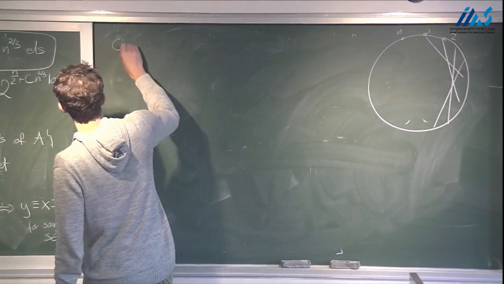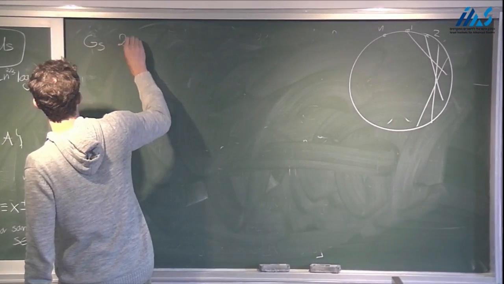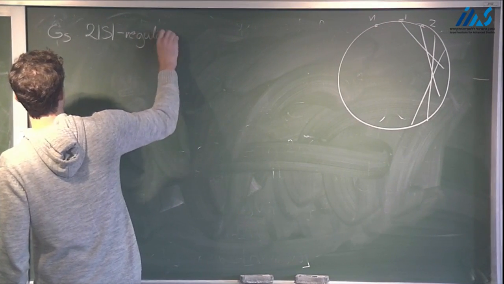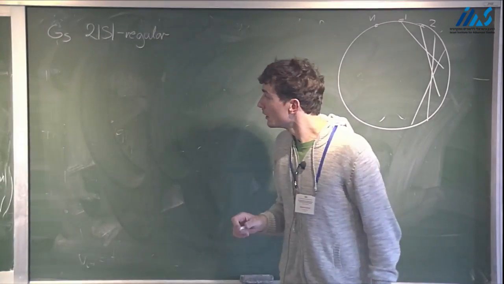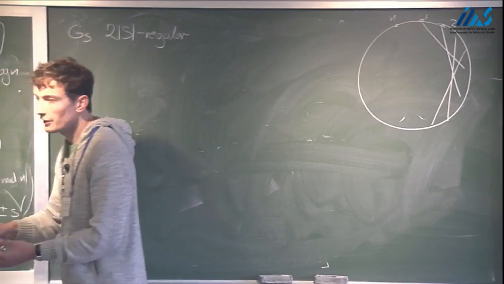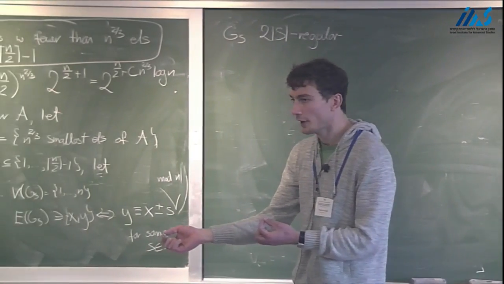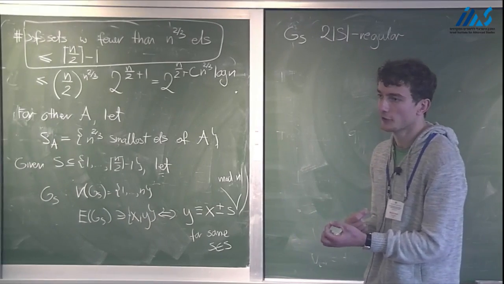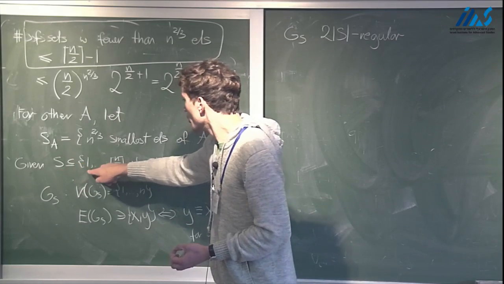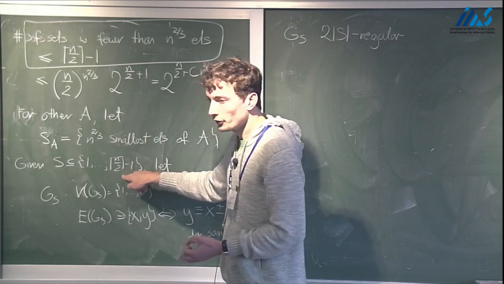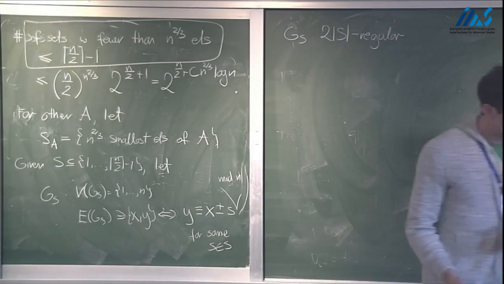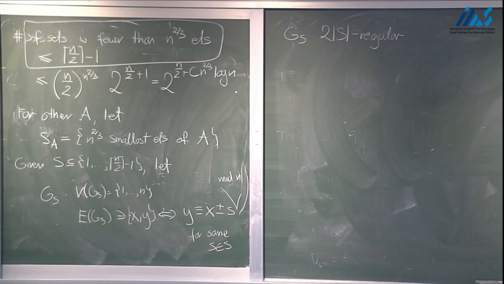Now, note that G is 2|S| regular, because if I fix any x, then if I add any element of S, I have |S| of them, or subtract any element of S, then this will define an edge. And since S contains only elements smaller than n over 2, no s is equal to minus s modulo n.